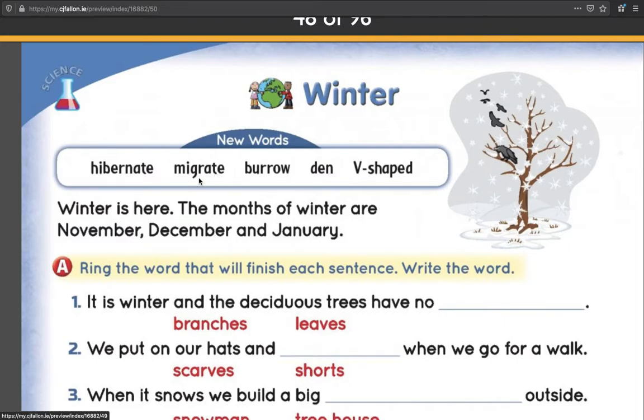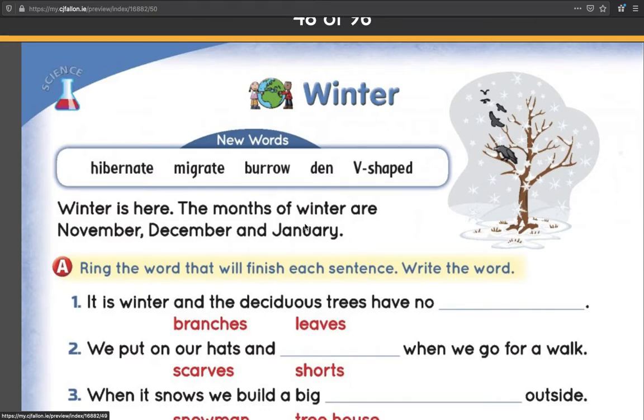It's where an animal travels to a different place during different seasons. Often, an animal will migrate from a cold place to a warm place for the winter. Burrow. You guys know what a burrow is. It's where a rabbit lives. Den is where some animals live, like I think foxes live in a den. Am I right there? Yeah, I think foxes live in a den. I might be wrong. If I'm wrong, please let me know. V-shaped. It means exactly what it says. Something that is shaped like a V.